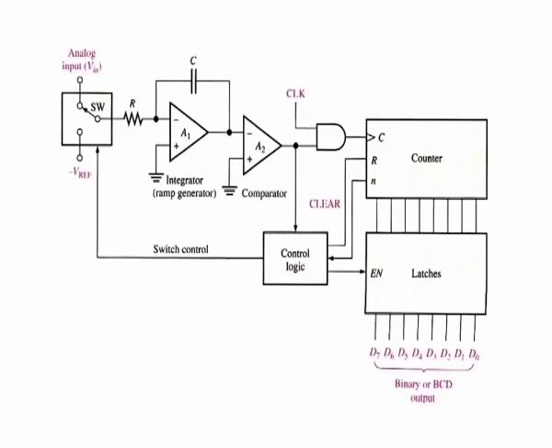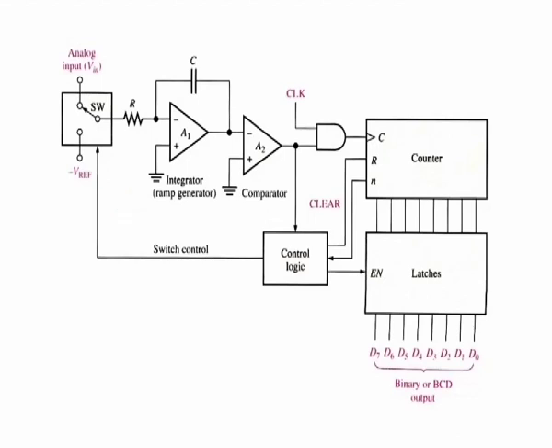Dual slope analog to digital converter. A block diagram of a dual slope ADC is shown in the figure. A dual slope ADC is common in digital voltmeters and other types of measurement instruments. A ramp generator or an integrator is used to produce the dual slope characteristic.